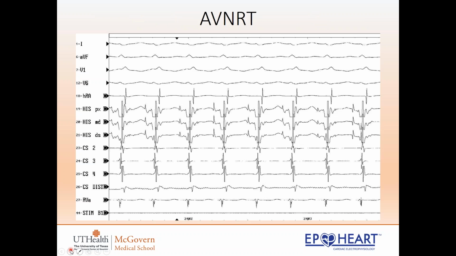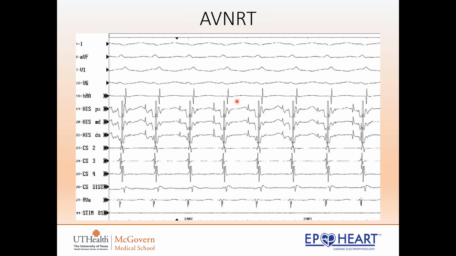It's called AVNRT. And AVNRT stands for atrioventricular nodal reentry tachycardia. If you look up here, this is our surface EKG. Very regular, very fast. You don't see any discernible P waves. So you probably have that T on P phenomenon or something to that effect. When we put our catheters inside the heart, it tells the story of what's actually going on.